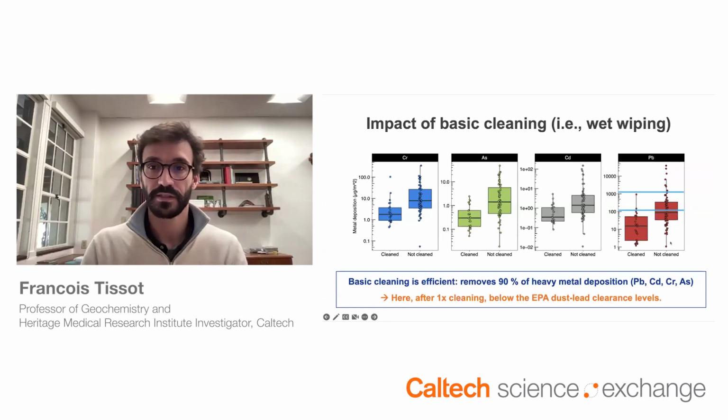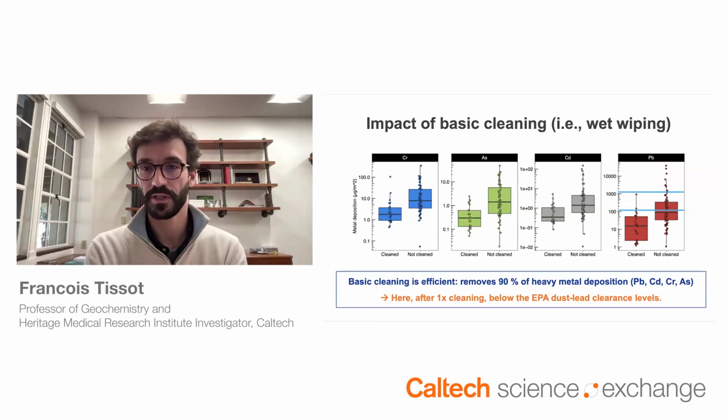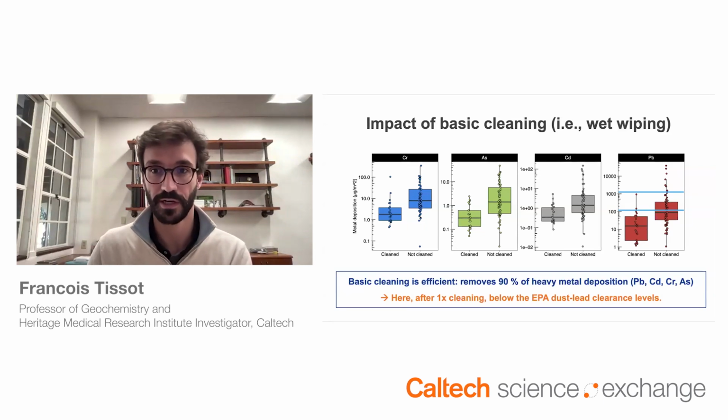What we can see is that the cleaning, which by the way is just a very simple cleaning with a wet wipe, a wet cloth, removes about 90% of those heavy metals because they tend to be highly soluble. So although there is lead that has been deposited on indoor surfaces, a simple clean will already remove most of it. After 1 cleaning, we are well below the EPA dust clearance level in the Caltech buildings that we have tried. And the cleaning was done like anyone would clean their own house.